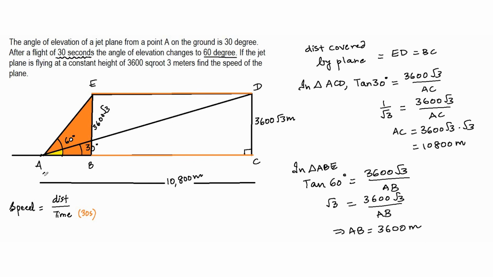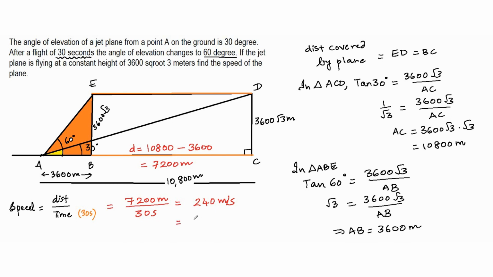Therefore this particular length is 3600 meters, and therefore the distance covered by the aeroplane is 10,800 minus 3,600, which is equal to 7,200 meters. This is the distance covered by the aeroplane, and therefore the speed is going to be 7,200 meters divided by the total time taken for flight, which is 30 seconds, and this is going to be 240 meters per second.